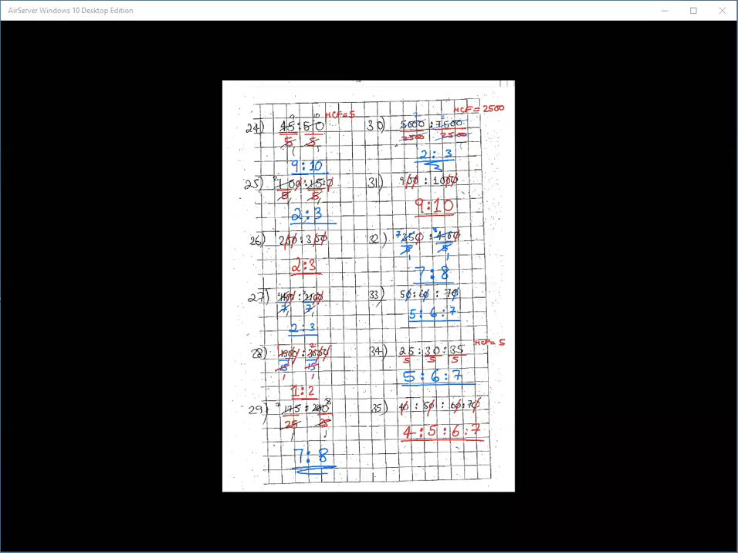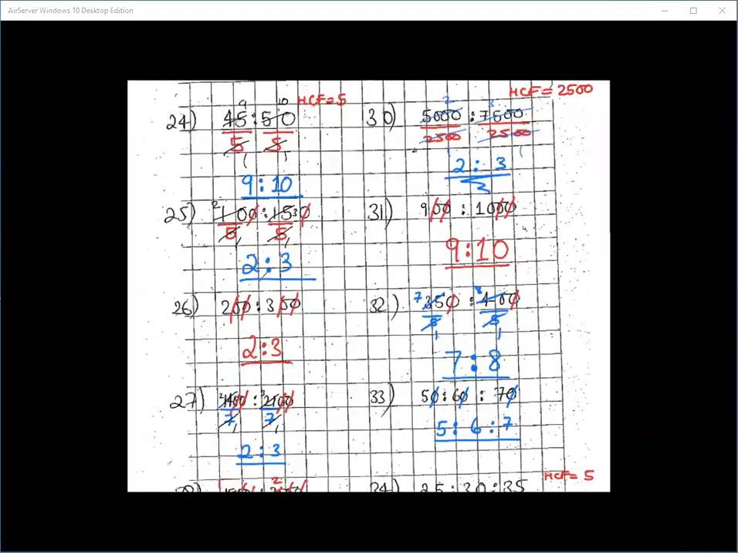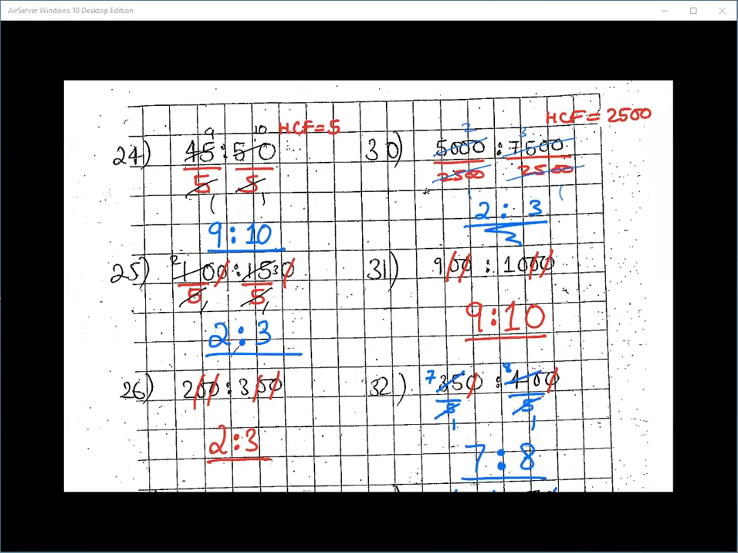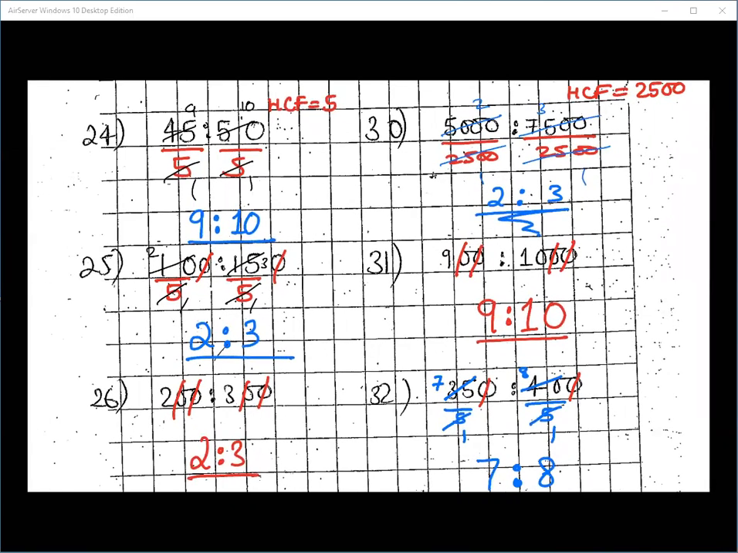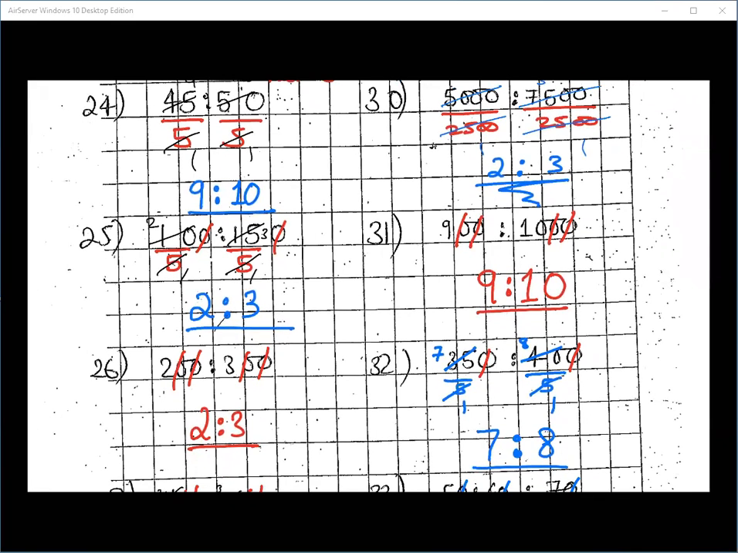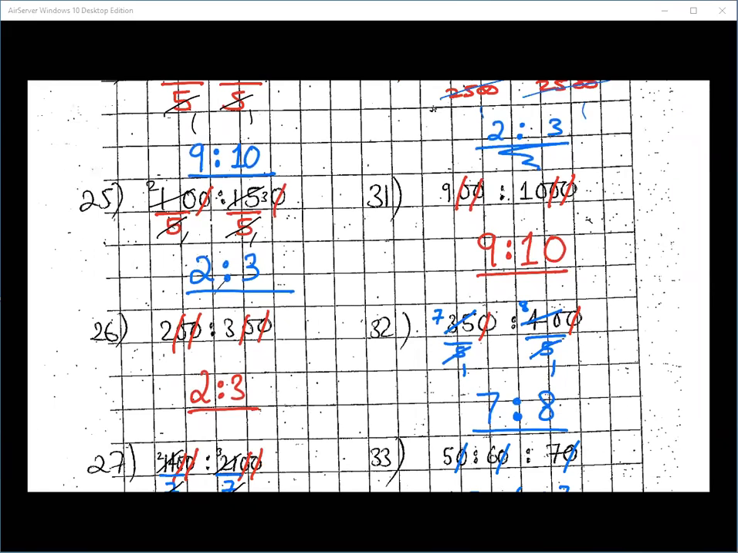Right, so these are the questions I gave everybody to have a go at. So here comes the answers. 45 and 50, the highest common factor is 5. So we cancel them down, it gives you 9, 10. Number 25, the highest common factor was 50, so that gives you 2, 3. I did a progressive cancelling technique. I divided both sides by 10, then I divided by 5. That's also an alternative technique to the HCF. So you're doing the same in effect, but in a different style.